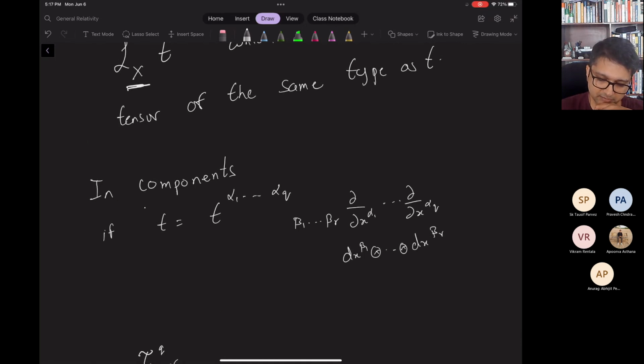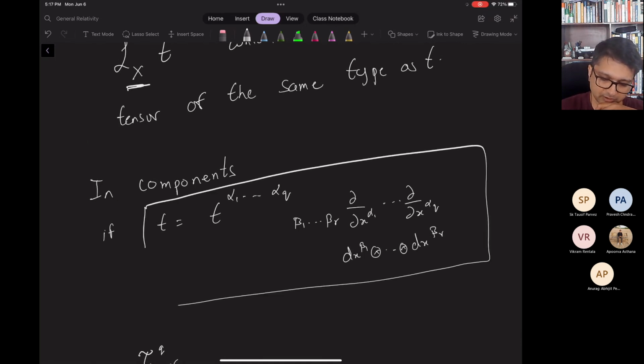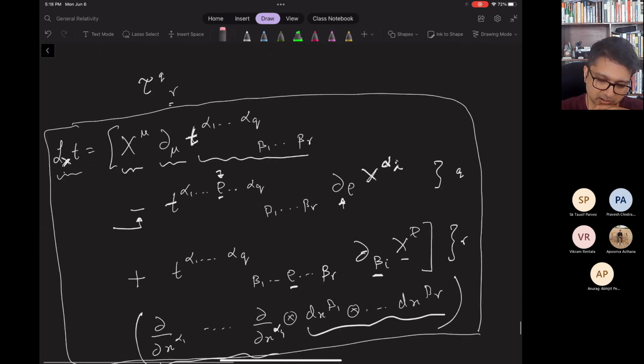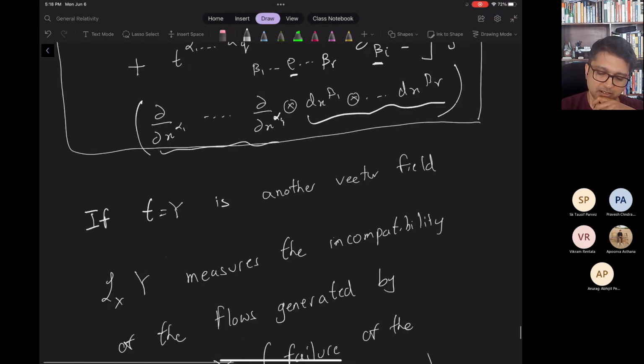And in components, if your tensor is of this type, T alpha 1 through alpha q, beta 1 through beta r. So if it's a tensor of type (q, r), then this is the Lie derivative. This is that formula which I showed you, which looks complicated, but you see that there's actually a neat structure to it.